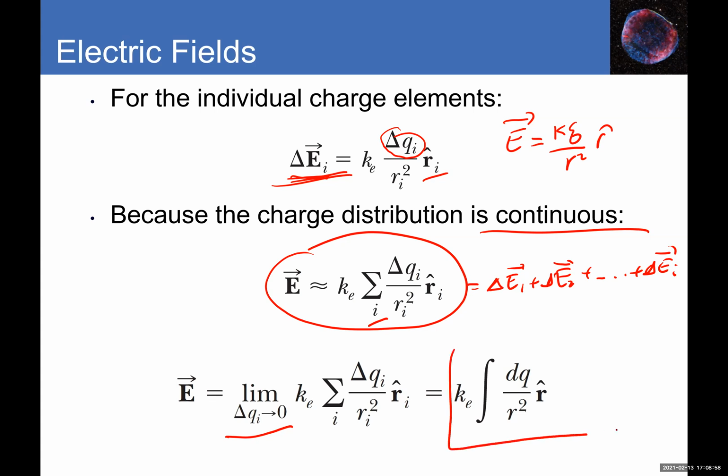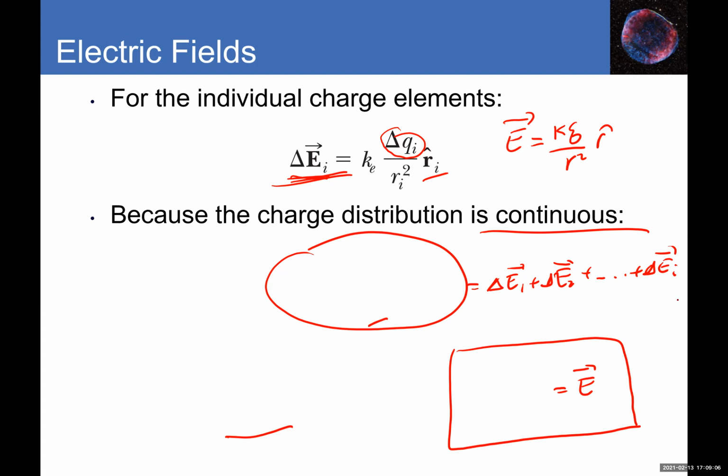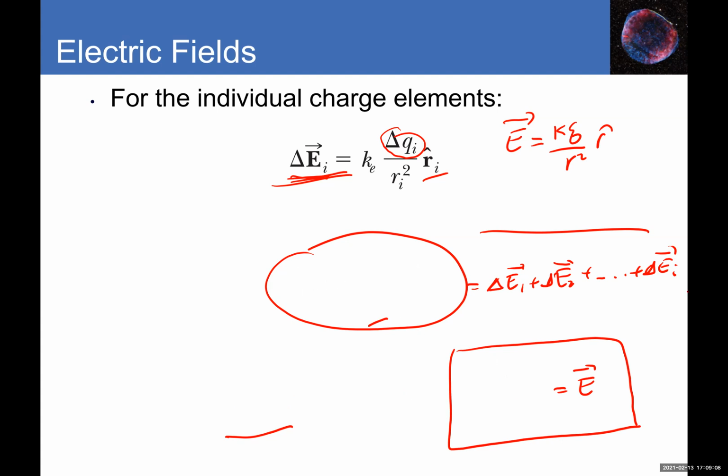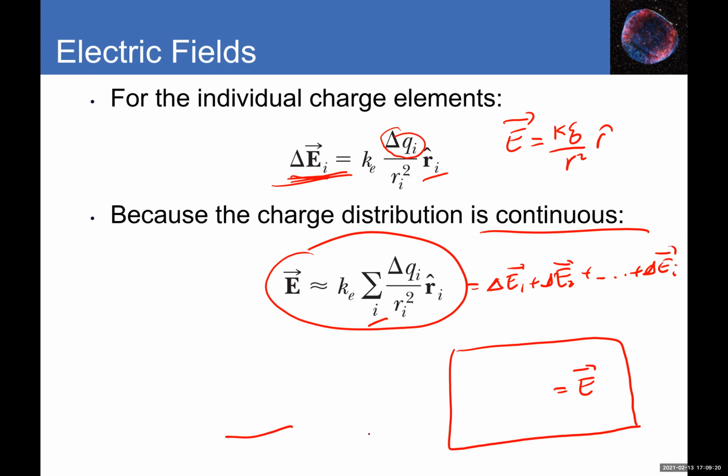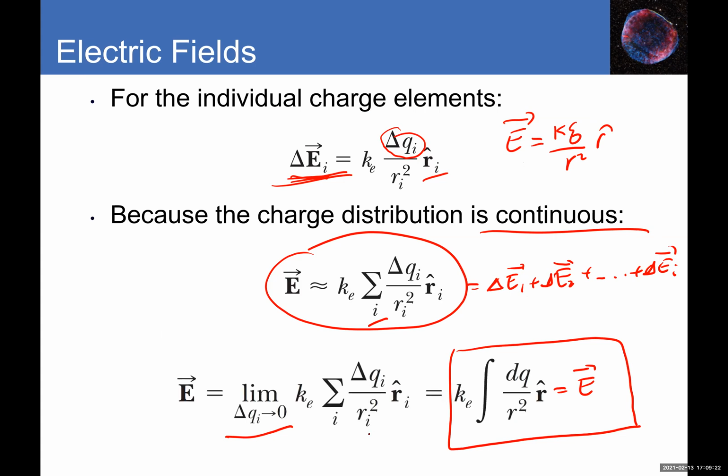So in order for me to find the electric field for that continuous system of charges, in order for me to find the total electric field, I need to integrate. Okay, I need to use this integral. All right, so K integral dq over R squared R hat.